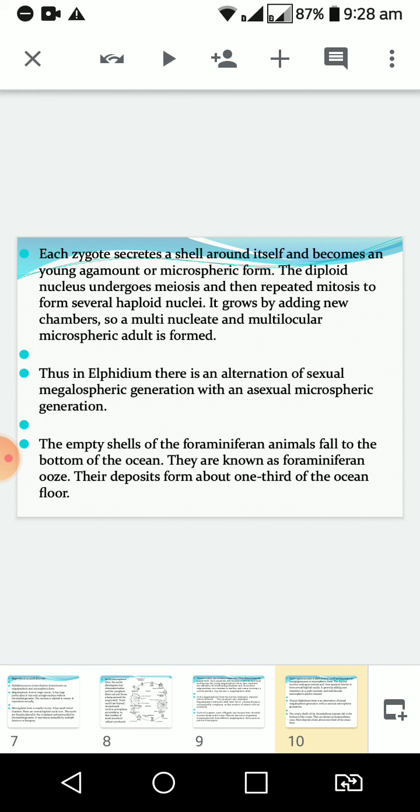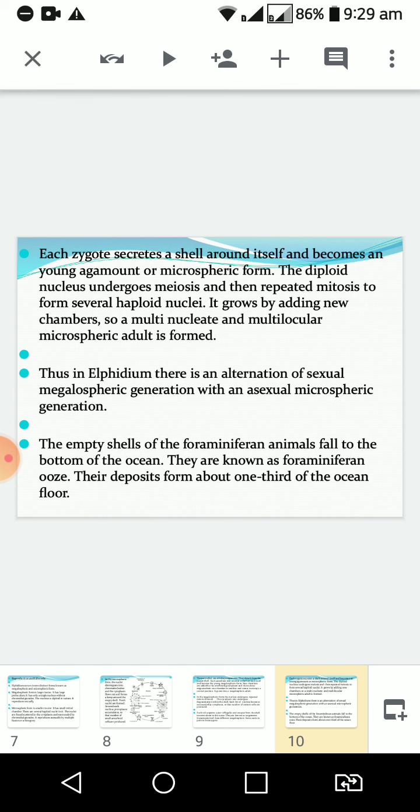Another important thing: these empty shells of the foraminiferan animals fall to the bottom of the ocean. This is known as foraminiferan ooze. The foraminiferan empty shells, which fall, will lastly fall to the bottom of the ocean. So this total accumulation of the shells we call foraminiferan ooze.